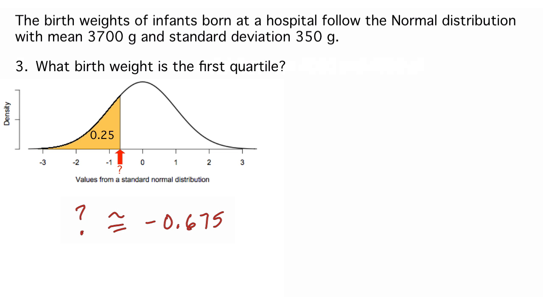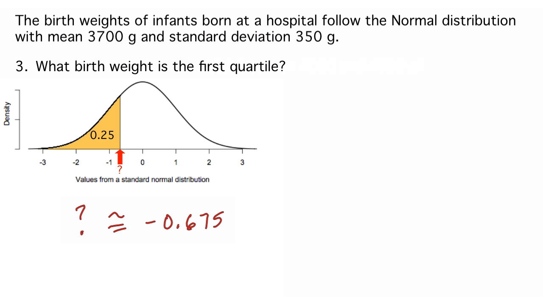But we need the corresponding value for our normal distribution for birth weights, which has a mean of 3,700 and a standard deviation of 350. We've seen already that we can convert a value from a normal distribution to a standard normal distribution by subtracting the mean and dividing by the standard deviation. Now we want to go in the opposite direction, so we do the opposite calculation.